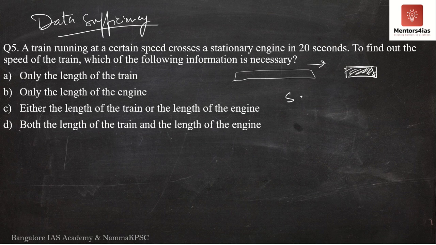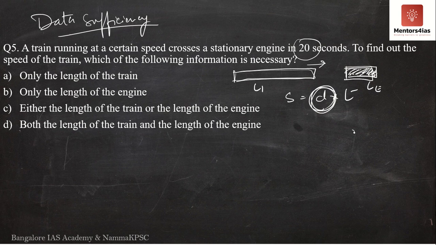Now, speed is what? Speed is nothing but distance by time. Now, the time taken for this train to cover the stationary engine is already given, that is 20 seconds. Apart from that, I also need the distance. What is the total distance? The total distance will be the length of the entire train plus the length of the engine as well. The engine will also have some considerable length. Therefore, distance is what? L T, that is the length of the train, plus the length of the engine. Therefore, in order for me to find out the answer, I will need the length of both the train as well as the engine.